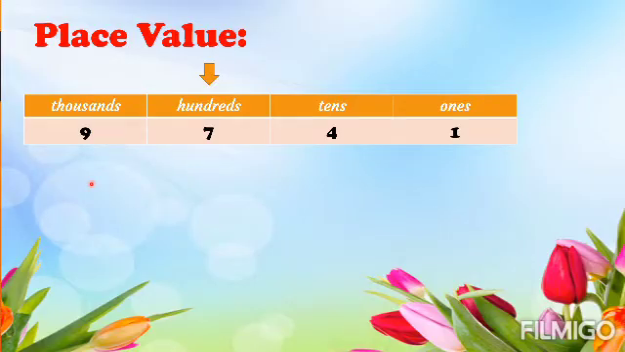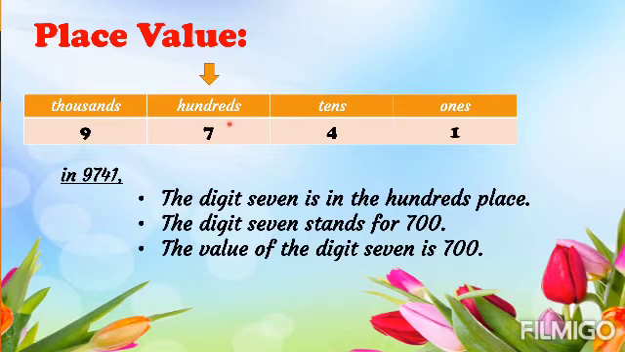to the hundreds place. The same number that we'll be using, class, we have here 9,741. And let us know now the place value and value of the 7. So the digit 7 is in the hundreds place. The digit 7 stands for 700. And the value of the digit 7, class, is 700. I hope, class, that you can see the difference of the two words, the place value and value.